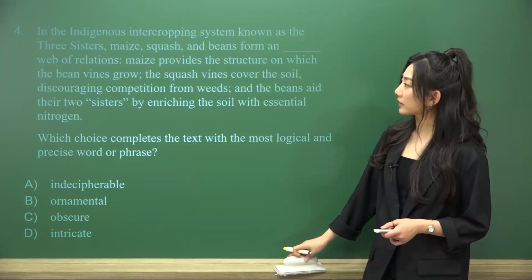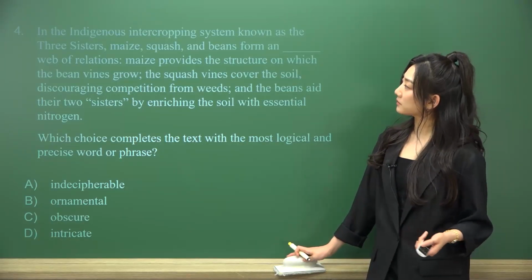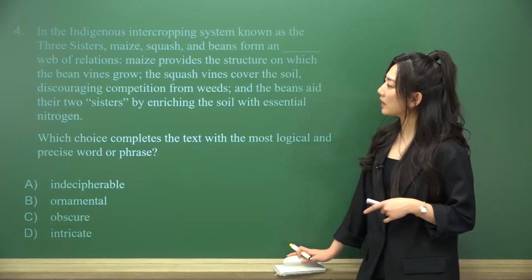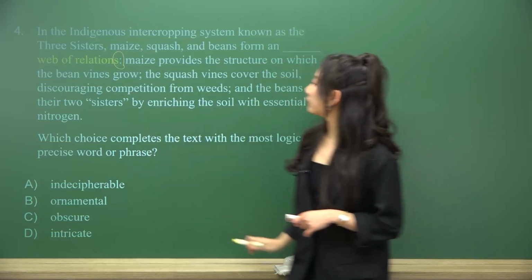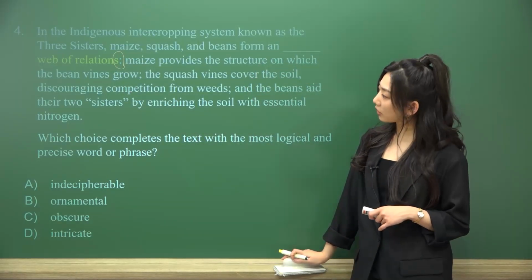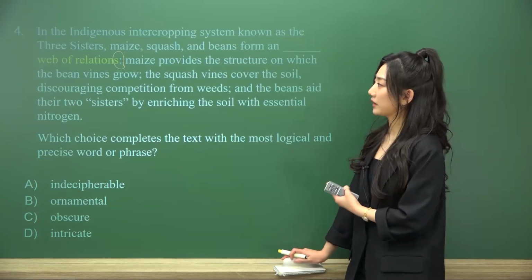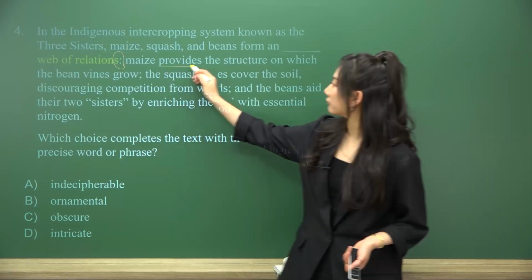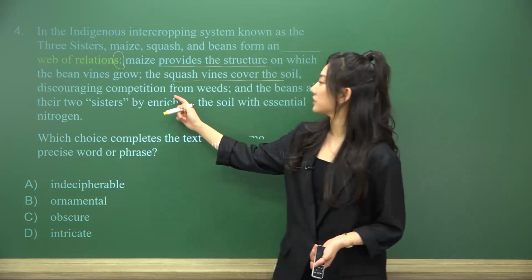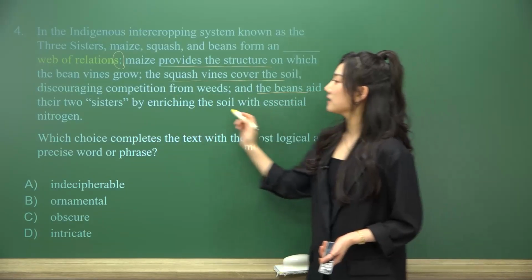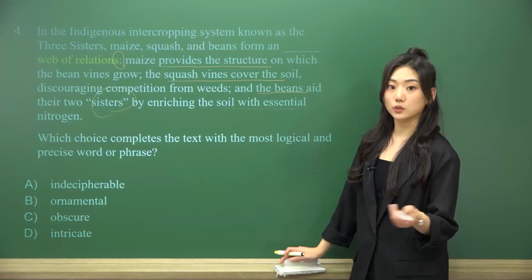Okay, number 4. In the indigenous intercropping system known as the Three Sisters, maize, squash, and beans form a blank web of relations. Maize provides, okay, we have another colon here, provides the structure on which the bean vines grow, the squash vines cover the soil, discouraging competition from weeds, and the beans blah, blah, blah. So this example of maize providing the structure, the squash vines cover the soil, which discourages competition from weeds, and the beans aid their two sisters by enriching the soil with essential nitrogen. So they're working together, web of relations.